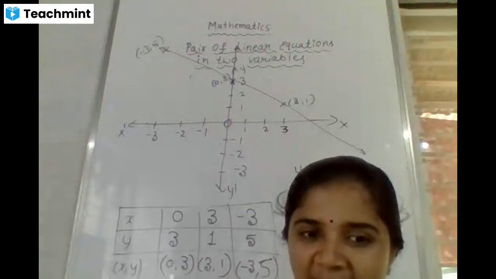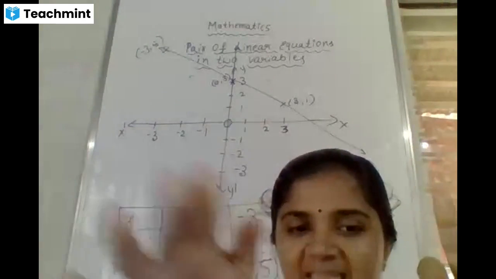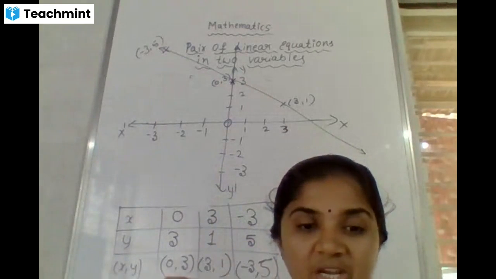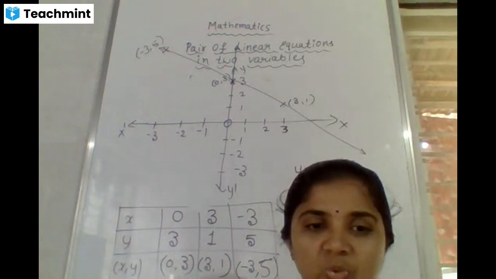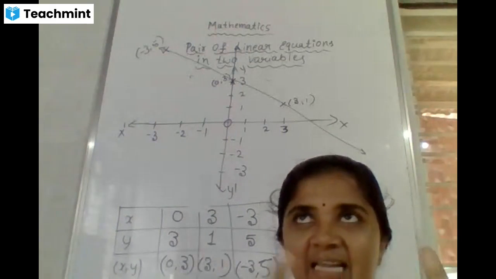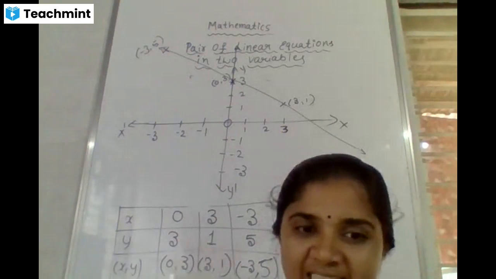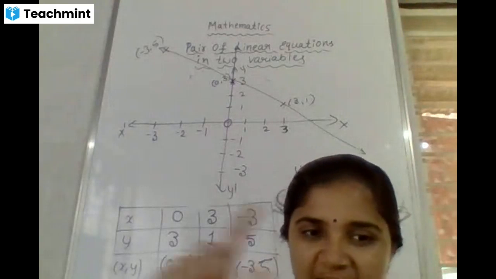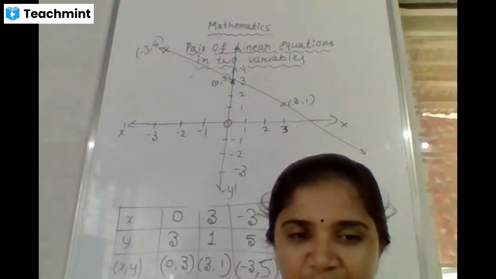So from this, I want to end the class. Intersecting lines, coincident lines, and parallel lines. We can see these three different situations in the graphical representation of a pair of linear equations in two variables. I'll send the homework in your WhatsApp group. The first exercise you have to solve. A statement is given. You have to express that algebraically and graphically.